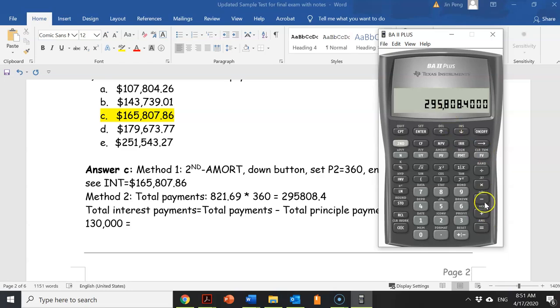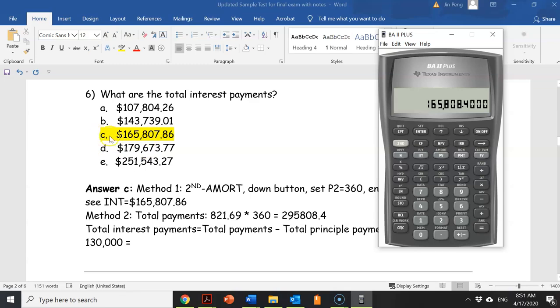So I use this number minus 130,000 equals 165,808.4. Okay, it's going to be similar to option C here. There is a little bit of difference because of the rounding, but option C would be the closest answer.